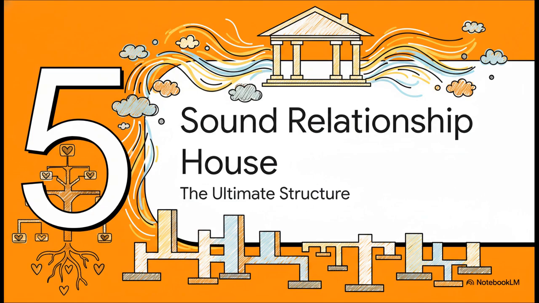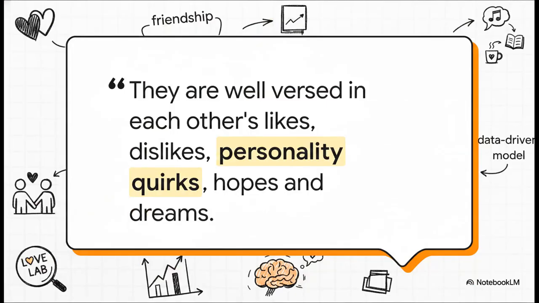Section 5. The Sound Relationship House. Building the Ultimate Structure. Okay, let's bring all of these historical building blocks together for our Chapter 15 overview. We've tracked deep emotions, we've mapped family trees, checked structural stances, rewritten narratives. All of this leads us to the ultimate architectural framework for couples.